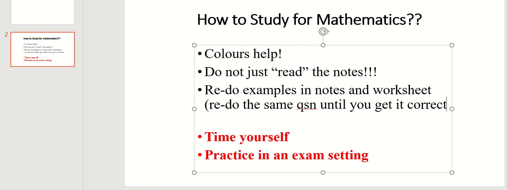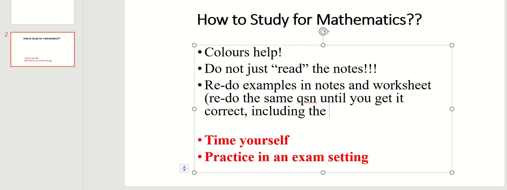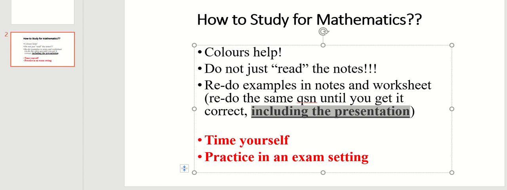And that includes the working, the presentation of the working. Okay, this part here is pretty important. Do not think that you're gonna get full marks if you get the answer correct. No such thing. If your presentation is off, you're not gonna score well as well. So for the same question, after you cover up the answer and do it, you review the answer and check for yourself. Did I get it correct? Did I get the working correct? If not, redo it until you get it correct.